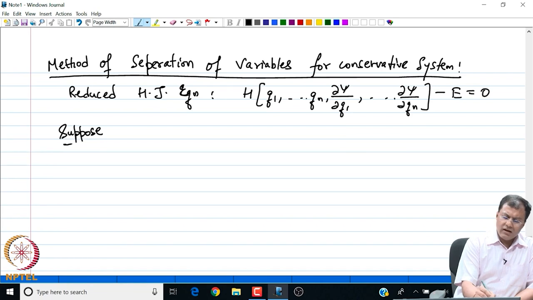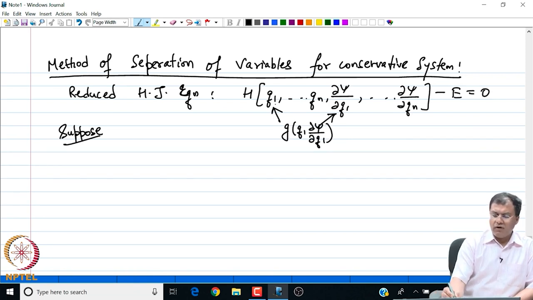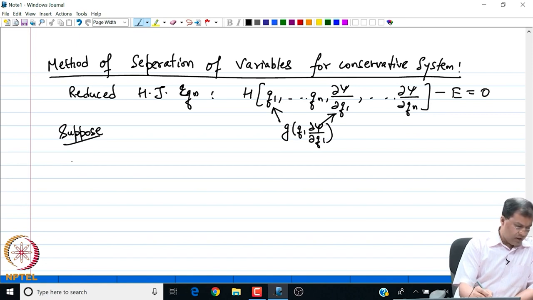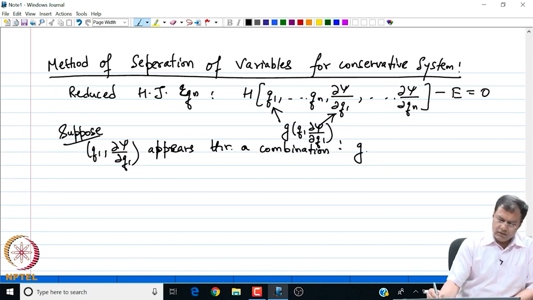Now, suppose we are in a situation where all the functions of q 1, which is this one and this one, can be clubbed together in the form of g of q 1 comma del psi del q 1. Suppose we are able to separate out one of the variables, that is q 1, and write it in a specific form. So, what I said is the following: suppose q 1 comma del psi del q 1 appears through a combination of the form g 1 of q 1 comma del psi del q 1, right.